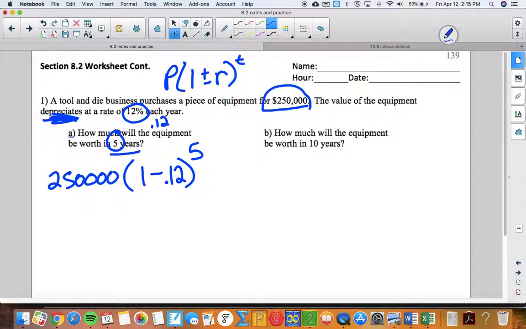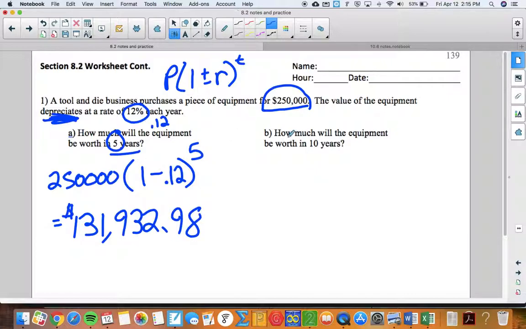And when you do that, your handy-dandy calculator will tell you, or should tell you, that that equipment after 5 years is now worth $931.98.